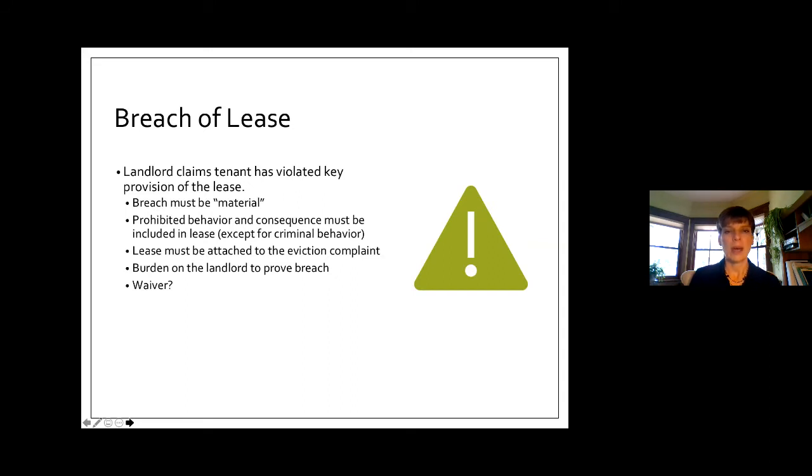I think a good defense to look at in the eviction expungement setting is if the underlying eviction was for breach of lease. Couple things I want you to know about breach of lease. If a landlord is evicting a tenant for a breach of lease, that breach must be material.